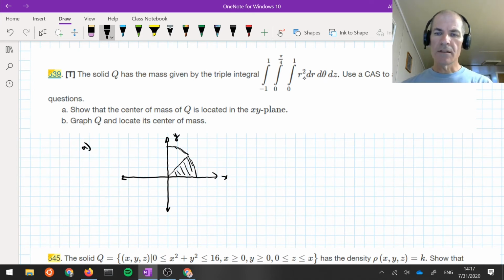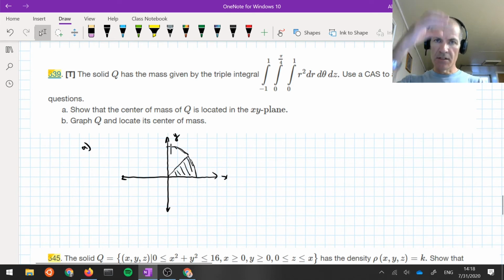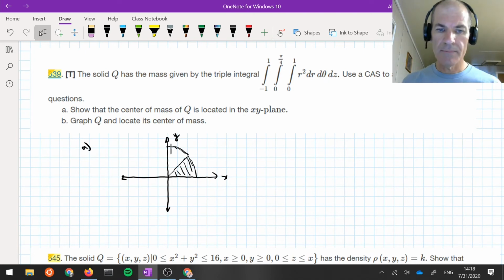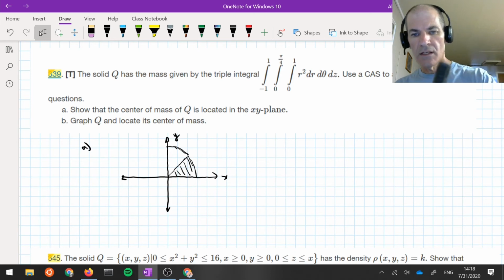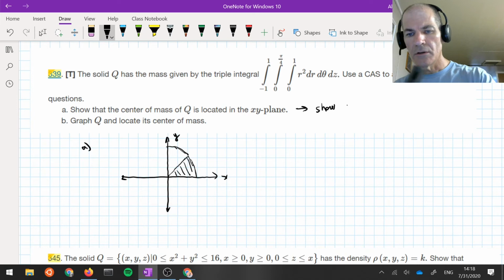And what's going on in the z direction? Z is going from the plane z equals -1 to the plane z equals 1. So this is really just a wedge-shaped cylinder that goes from -1 in the z direction to +1 in the z direction. So hopefully you can all kind of visualize that. The first task is to show that the center of mass of Q is located in the xy plane. What this really means here is we want to show that z bar is equal to 0.